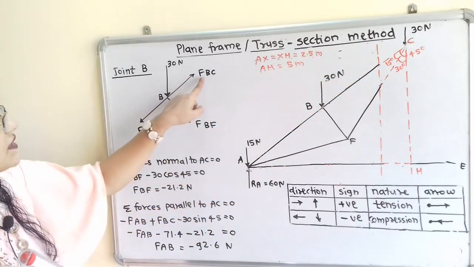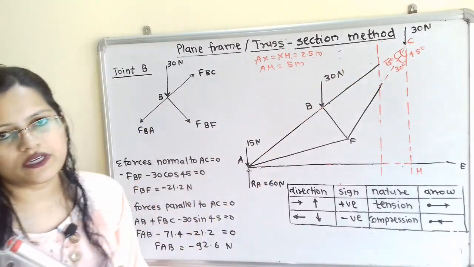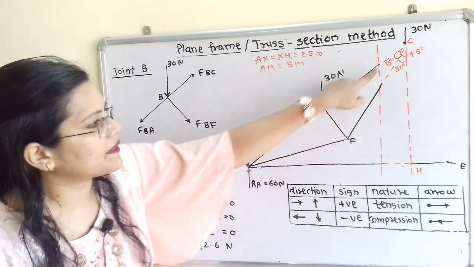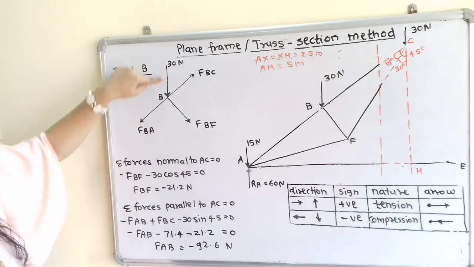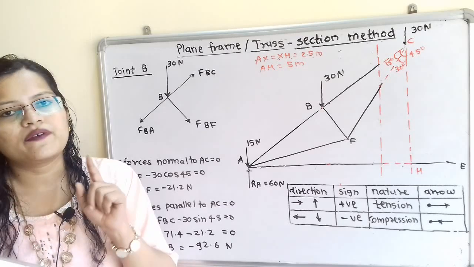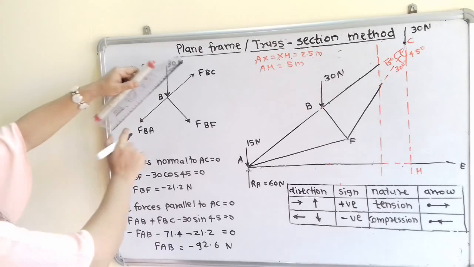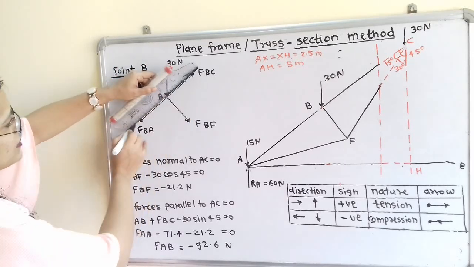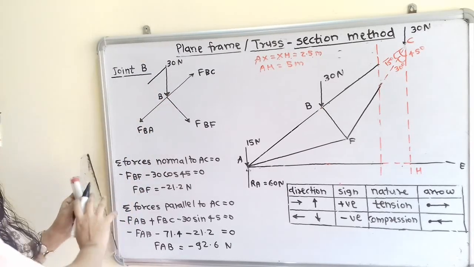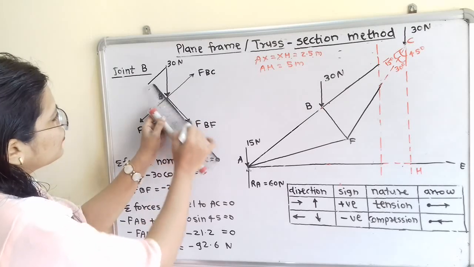Now the forces in the members BC and BA, these two members are parallel to AC. And the member BF is perpendicular to AC. Now here only one force which is in vertically downward direction. So we will resolve this force into two components. One component is parallel to AC. So this line is along AC. So I will resolve here parallel to AC, and the other component perpendicular to AC.